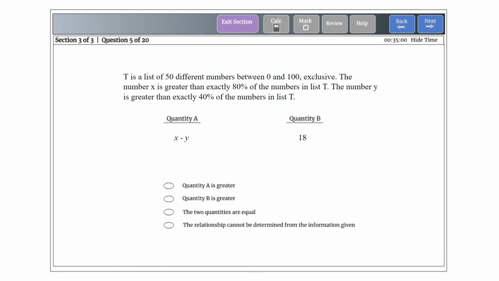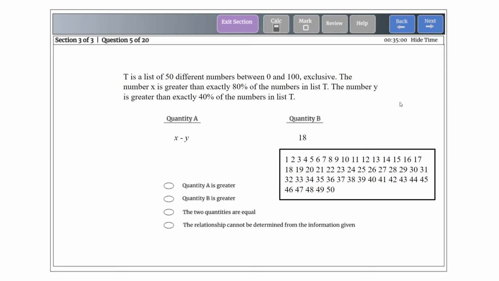This question takes a little bit more work to get through, but not terribly confusing. T is a list of 50 different numbers between 0 and 100, and X is greater than 80% of those numbers, Y is greater than exactly 40% of those numbers. So X and Y are both numbers hemmed in by the numbers in the list. So what might this list look like? Well, it just has to be 50 different numbers between 0 and 100. One of the easiest lists I can think to generate would just be 1, 2, 3, 4, 5, all the integers from 1 to 50.